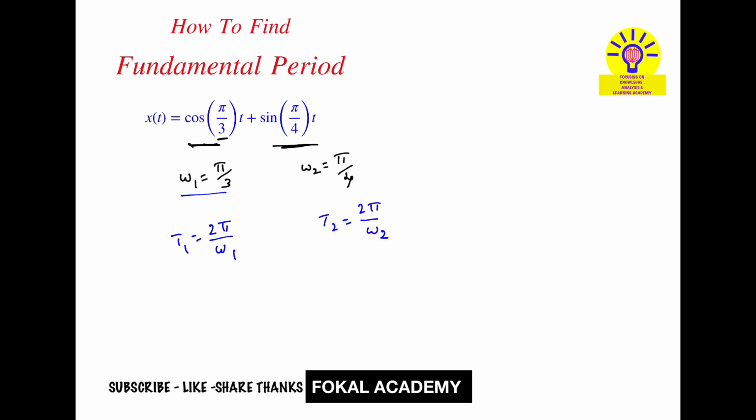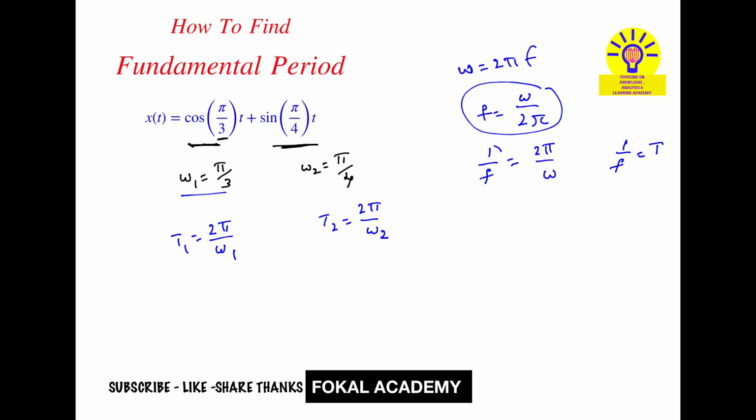Here, ω is nothing but 2πf. ω is the angular frequency, and it can be written as 2πf. From this we get f = ω/2π. But here we want time. The relation between time and frequency is that the inverse of frequency is time. So inverting both sides, 1/f equals 2π/ω. 1/f is time, so time equals 2π/ω. So this is the standard formula.